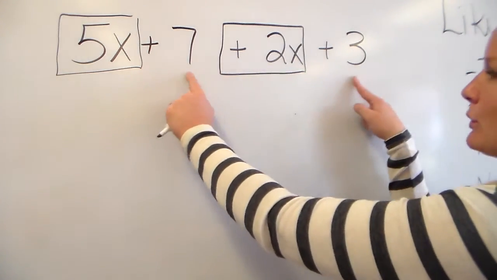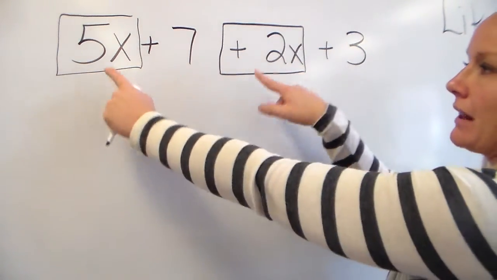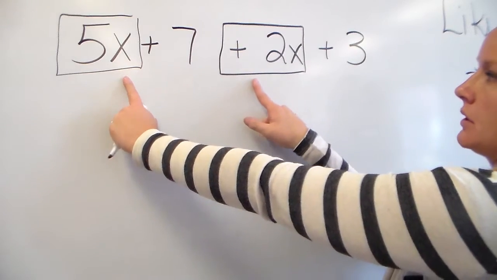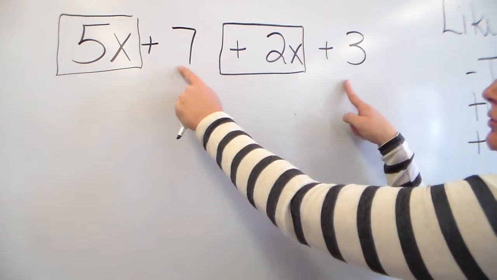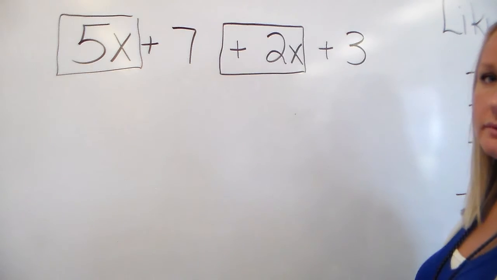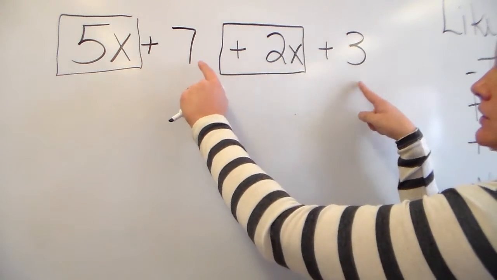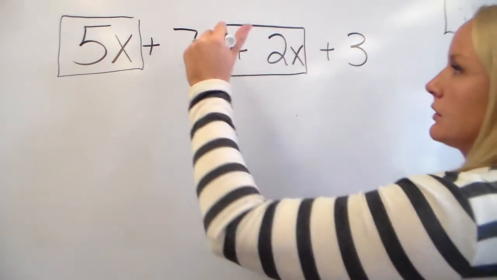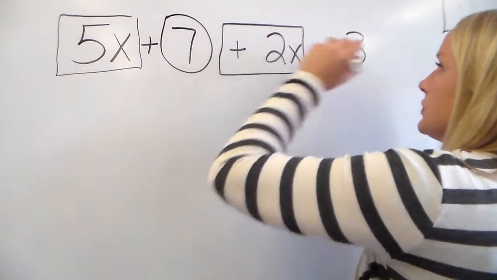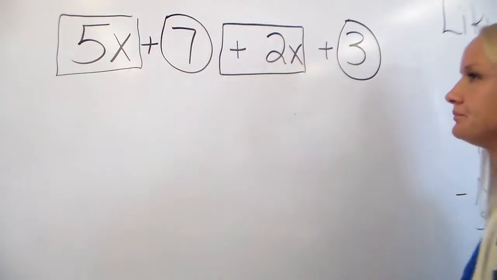7 and 3 don't have an x, so they are not like these two. 7 and 3 are numbers on their own, which we call what? Constants. So 7 and 3 are like each other. So I might use a different symbol to show that those are like each other.